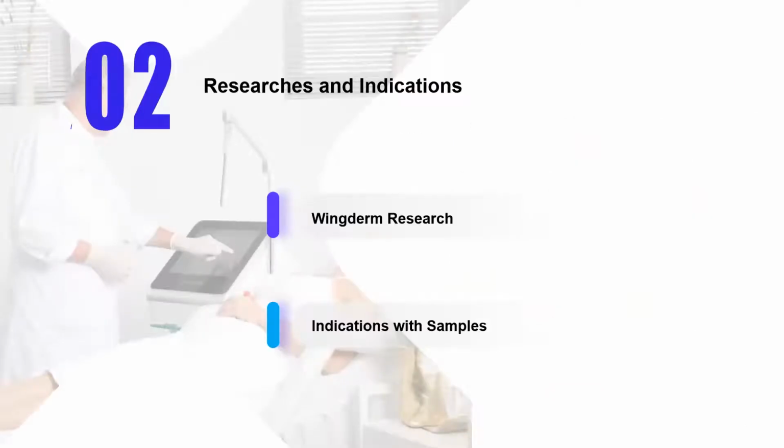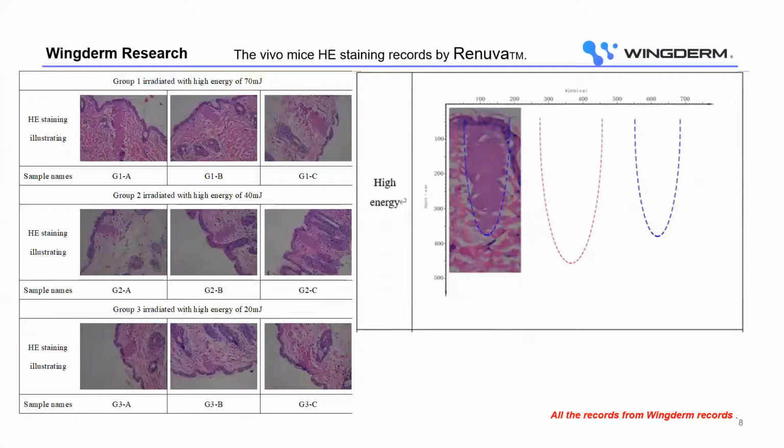Second part is about the research and indications, about the wingderm research and indications with samples. Wingderm has cooperated with a famous local biology lab with ex-vivo mice, HE staining, to get real evidence for the Renuva with 2 weeks observation records, which is required by the FDA. The HE staining was taken immediately after the treatment. This record was from 5 days later and 10 days later.